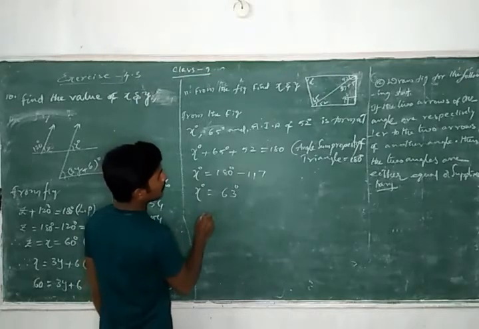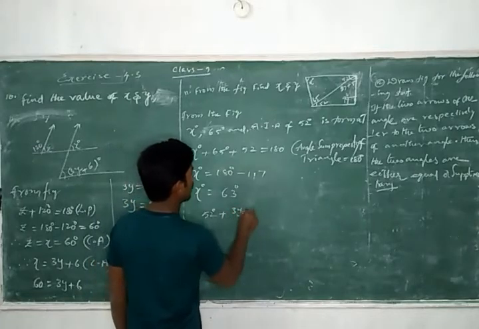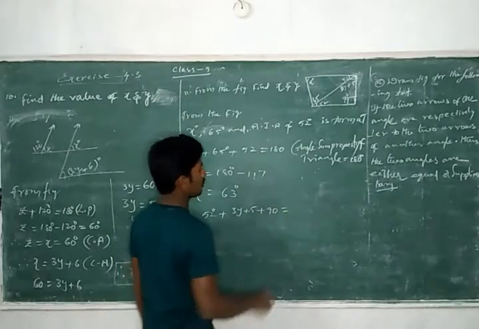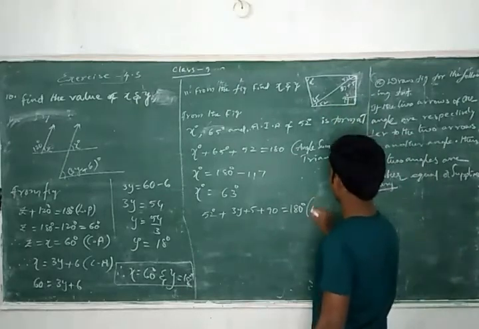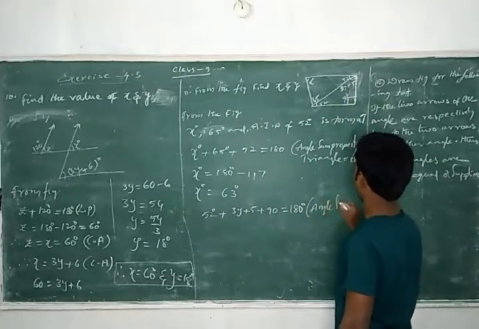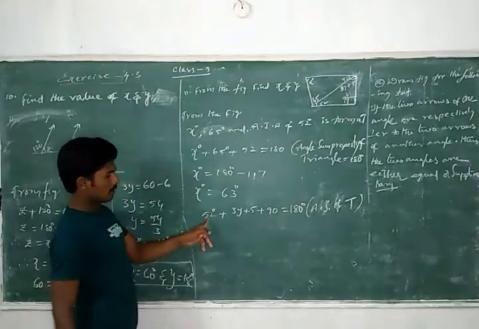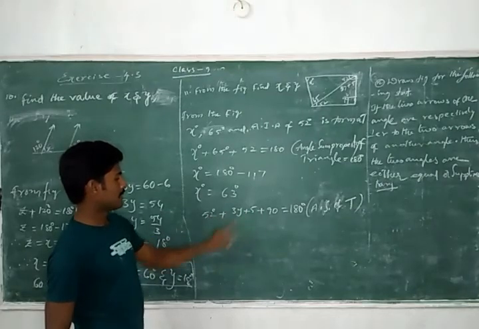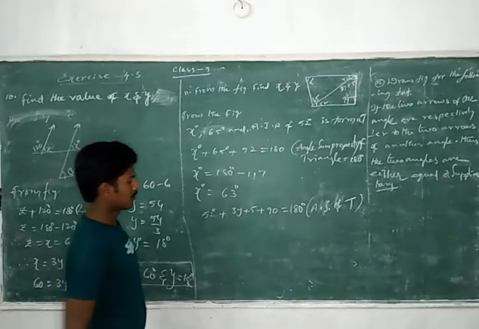So value of y: 52 degrees plus 3y plus 5 plus 90 is equal to 180 degrees. This is also the angle sum property of a triangle. So add 52 and 90, and 5: 52 plus 90 is 142, plus 5 is 147.